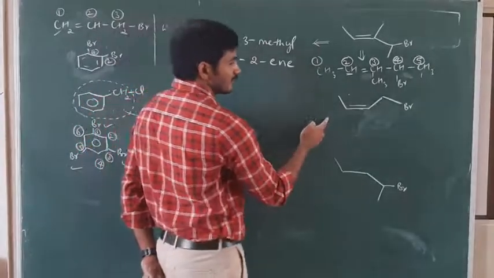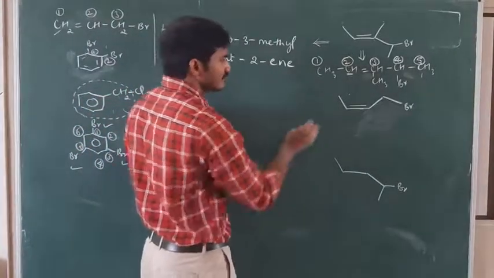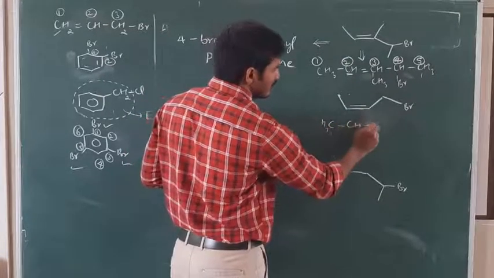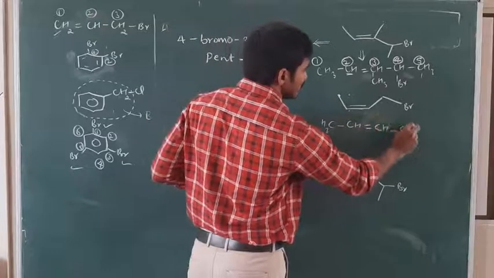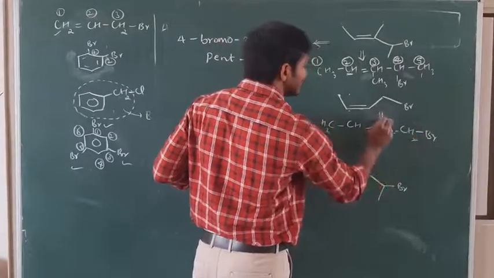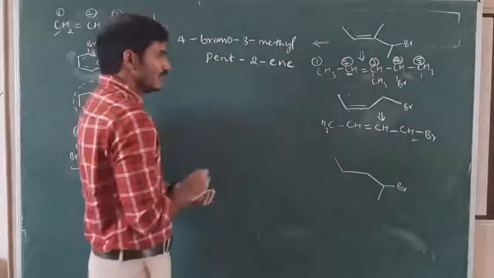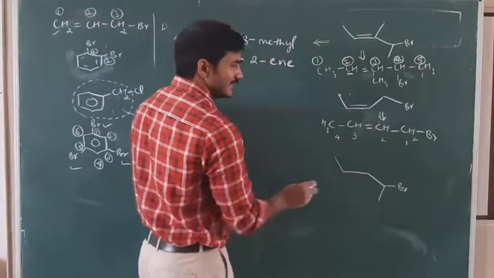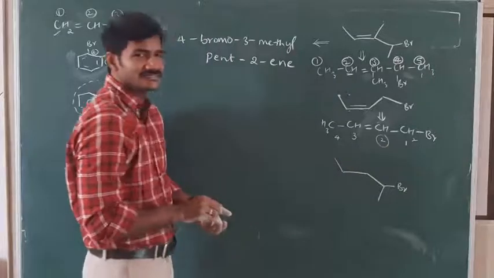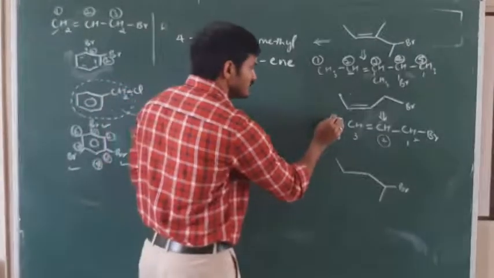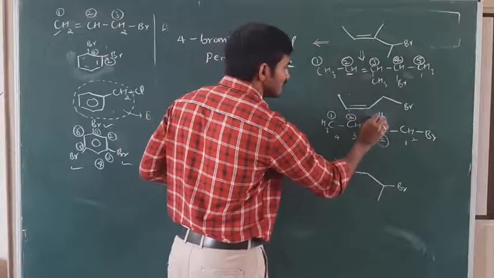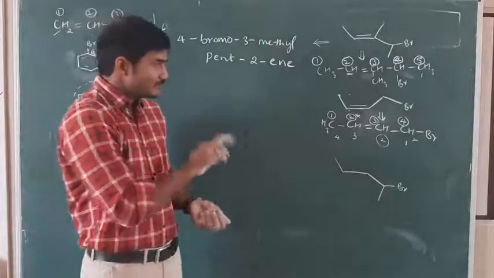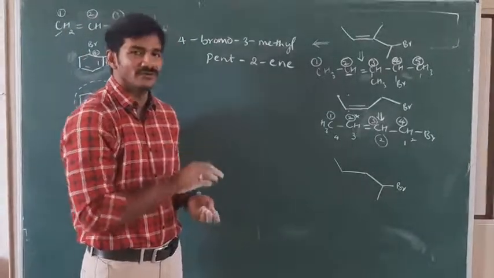Let us see this molecule. You have to observe carefully. This resembles the structure CH3, CH, double bond, CH, CH2, Br. You can write it like this to avoid confusion. If I give numbering this way, 1, 2, 3, 4, the double bond carbon gets which numbering? Second. If I use the other way, 1, 2, 3, 4, the double bond carbon gets 2. In both directions, the double bond carbon gets 2 only.